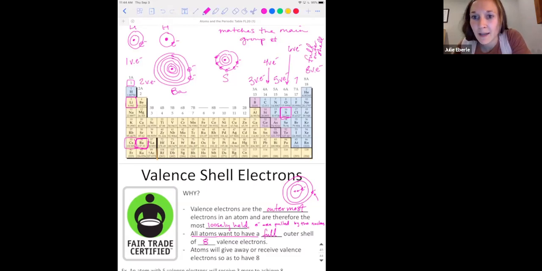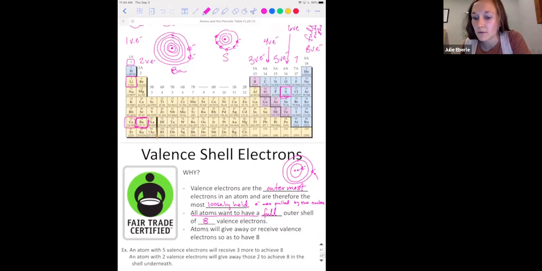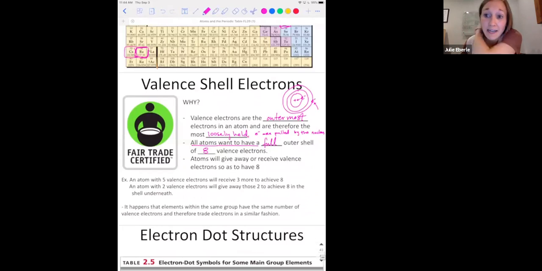But there's something very stable and very satisfying to an atom when you have a full outer shell of 8 valence electrons. Now, what we're going to get into with chapter 3 is this statement right here. Atoms will give away or receive valence electrons so that they have 8. They'll do anything to get 8. They'll give away electrons. They'll gain electrons so that they try to get 8. That's why I put this little picture here. They'll trade their valence. They won't trade other electrons. They only trade the valence.